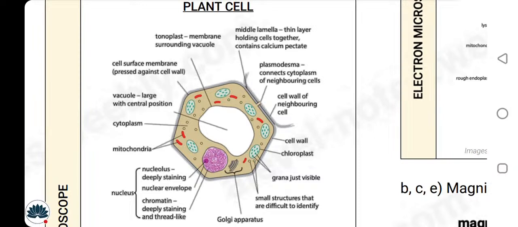There are mitochondria. What mitochondria means, we'll be learning in this video. And in the nucleus, what is new is the nucleolus, which is deeply staining, and the nuclear envelope. Nuclear envelope basically means nuclear membrane. Why we call it nuclear envelope, we'll be learning in this video.